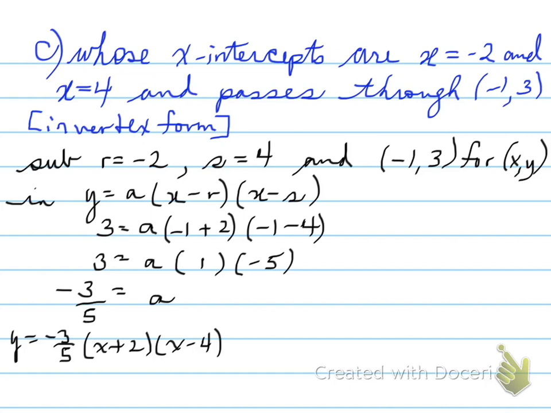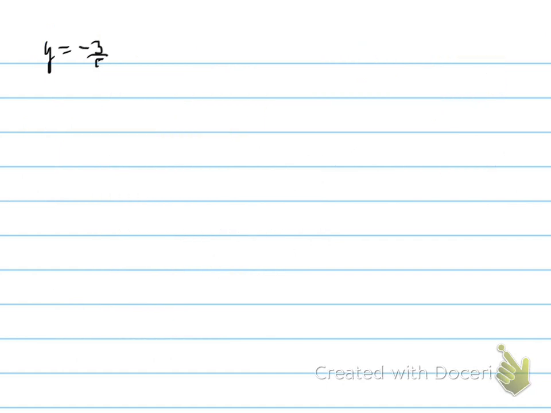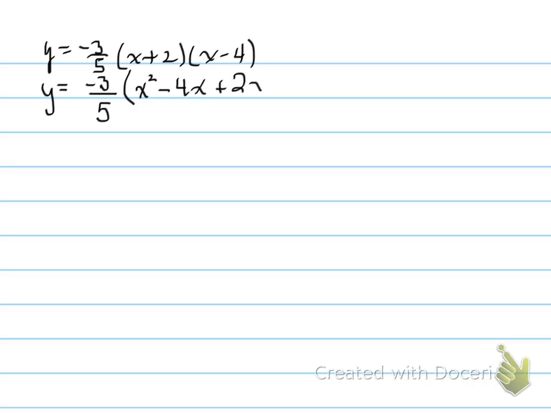Now the reason we're not done yet is that we need the equation in vertex form. So how do we do that? Well, there are different ways that we can approach this. One way is we can expand the equation and complete the square. So we would expand the equation to standard form, and we would complete the square at that point.